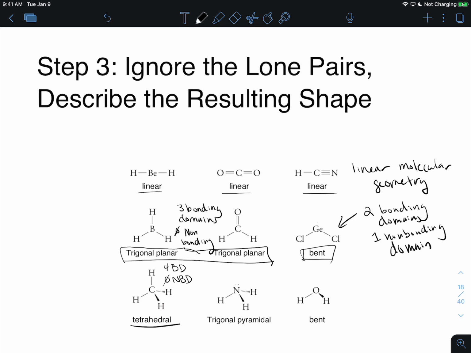Our next one, we have 3 bonding domains and 1 non-bonding domain. So we get a trigonal pyramidal structure. And then last one, 2 bonding domains, 2 non-bonding domains. We get our bent structure.